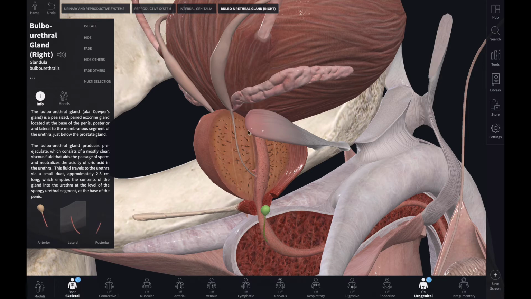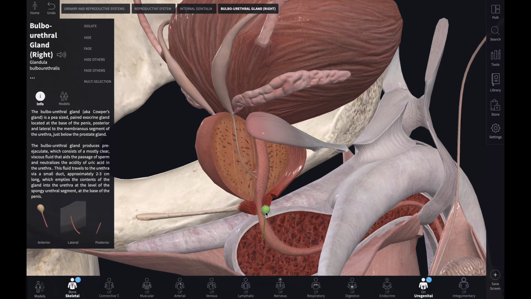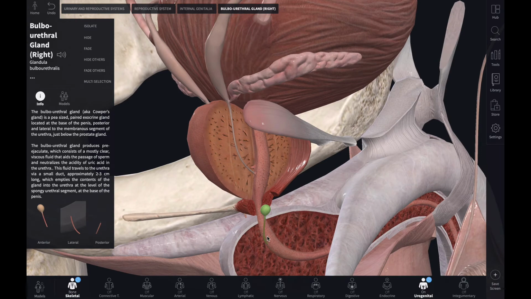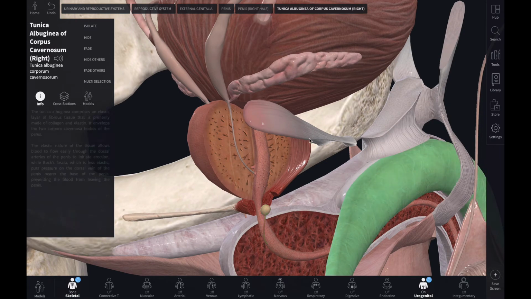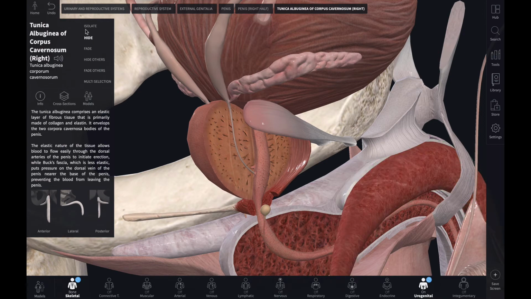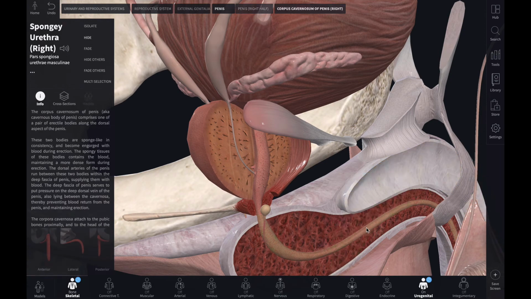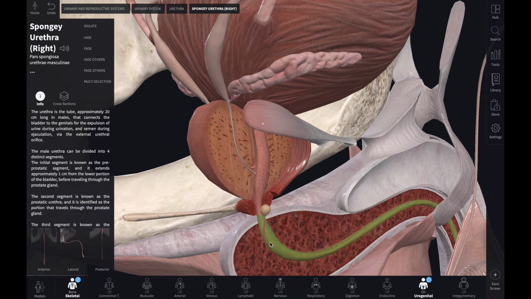So before ejaculation, this bulbourethral gland will secrete and clear the toxic substance in the urethra, and it is also washing away all the excess, unnecessary salt in this tract.